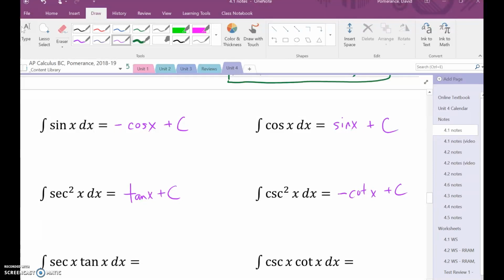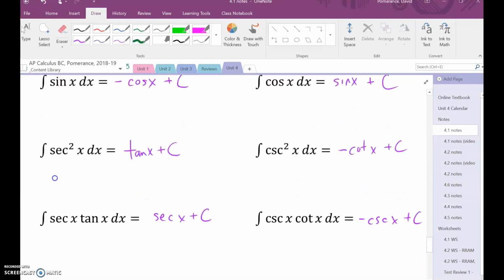And we know that secant of x differentiates to secant of x times tangent of x. So the antiderivative of secant of x times tangent of x must be secant of x. And likewise, we've got our negative cosecant of x. Whoops. Negative cosecant of x plus c for that last one. So again, those are just ones we already had memorized, so just wanted to remind you of them.